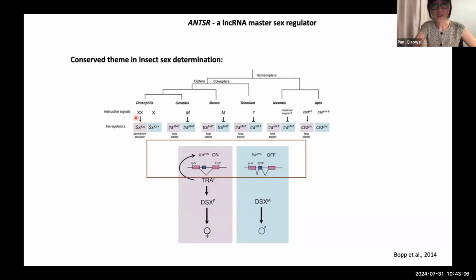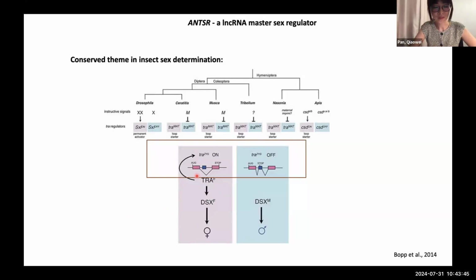And the regulation of the instructive signal on transformer is always through alternative splicing. So there is a female-specific form and a male-specific form. Only the female form would be able to produce a functional transformer protein that leads to female development. So in our case, if the non-coding long RNA is indeed associated with the instructive signal at the top of the sex determination cascade, it should be regulating, directly or indirectly, the splicing of transformer, and the onset of its expression should start before the splicing of transformer is completed.